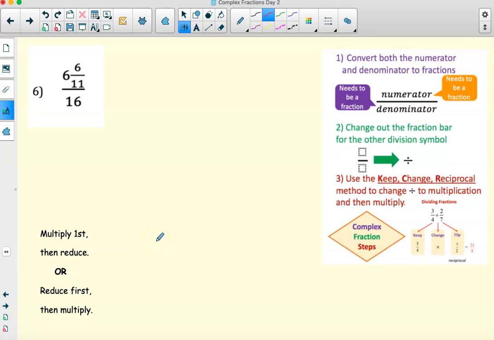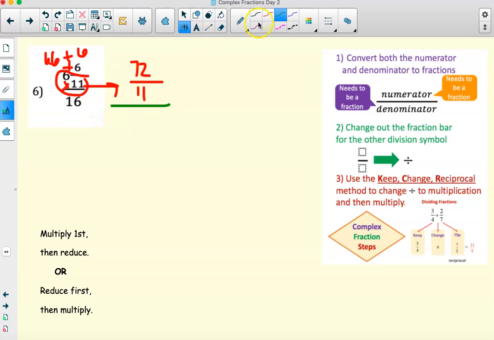This is complex fraction problem number 6. First, I'm going to change this mixed number to a fraction by multiplying 6 by 11 to get 66. Then we add the numerator, which is also 6, and that gives us 72. And the denominator stays the same, it stays 11.